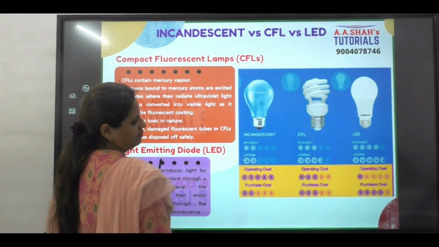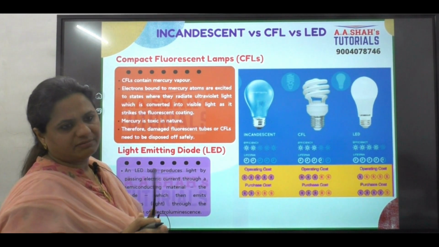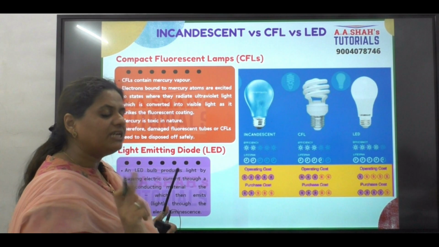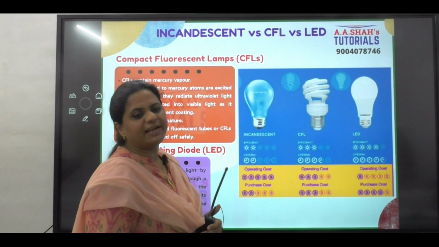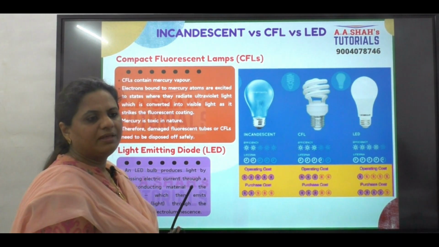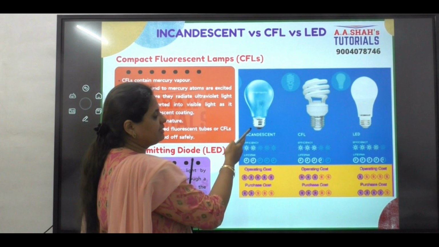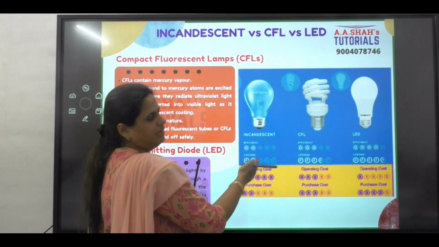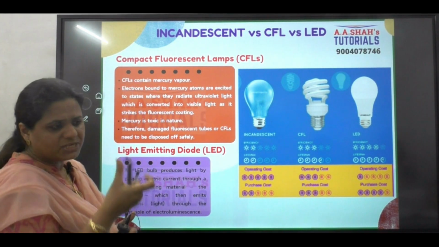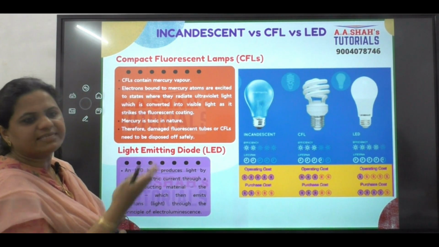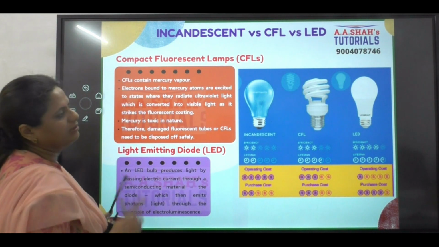It is lowest here. And efficiency in terms of wastage of electricity. Among these three, where will wastage of electricity be highest? In incandescent bulbs. Electricity is wasted. Efficiency is low. CFL is higher and the highest is LED. Because as we saw, the bulb gets heated up, and we don't want electricity wasted in heating up the bulb. Right? So this is about the three.